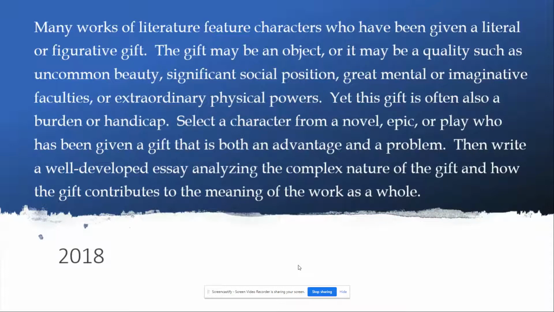There are two key vocabulary words in here that you will see a lot in AP prompts. The first one, the meaning of the work as a whole, is on pretty much every question 3 prompt. And what it means is theme. This is the way that the AP question writers incorporate theme into every Q3 prompt. So whenever you see the meaning of the work as a whole, know that it means the theme.